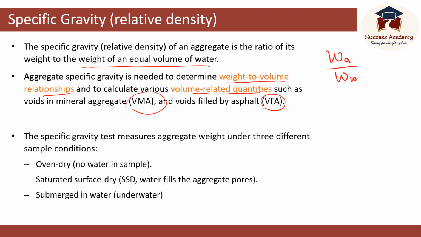The specific gravity test measures aggregate weight under three different sample conditions because we have different moisture conditions. So weight of aggregates can be oven dried condition or surface saturated dry condition or submerged in water condition. So let's see how we can calculate this.